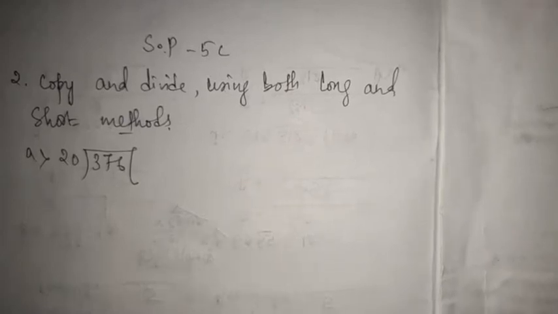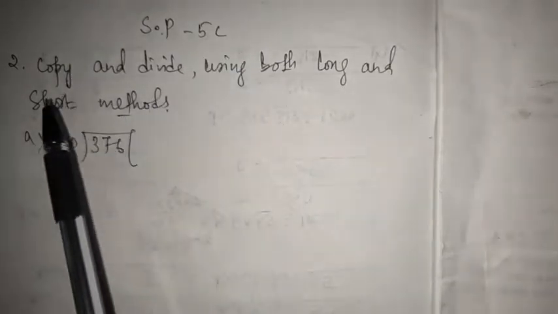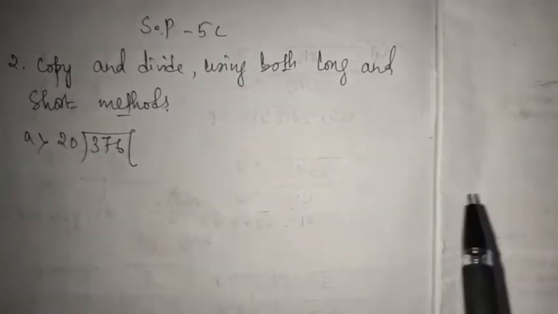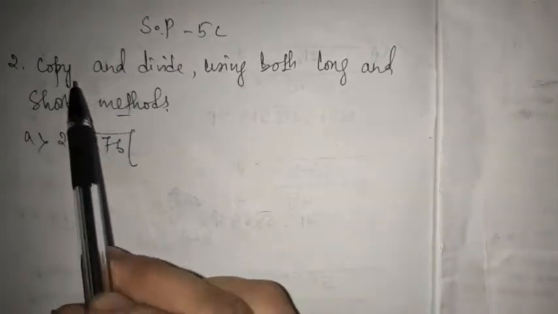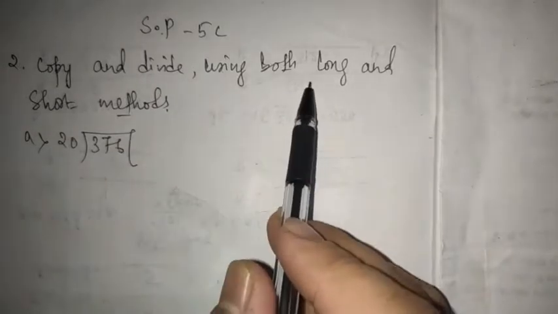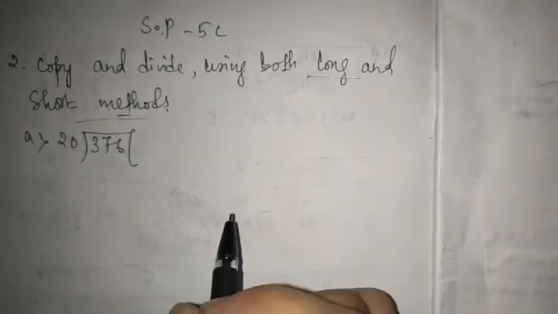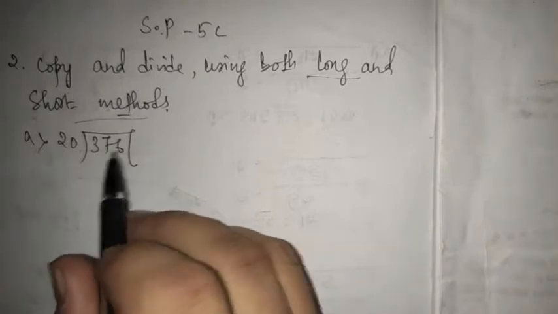So students, you all know that in our previous class we started self practice 5C and we completed question number 1 also, right? So in today's class we are going to start from question number 2. The question is to copy and divide using both the long and short method. This is given in the book, so you have to copy it in your notebook and do the long division method and the short division method. Till now we have done both methods, so we are going to apply both.